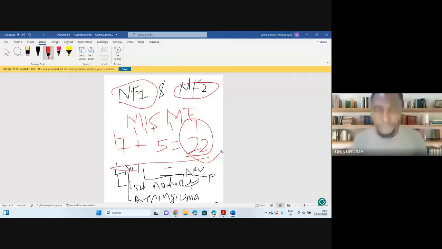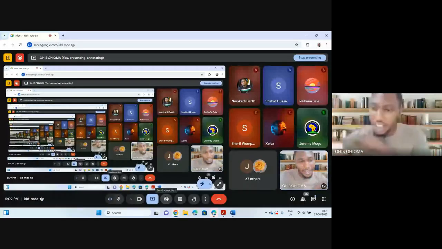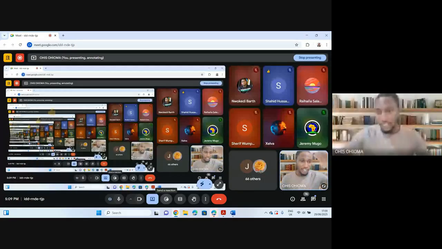Very easy way to remember it, guys. I don't know if you guys are following. Do you get that? So you just add MISME, which is 5 letters, to the 17 that you remembered, and it gives you 22. That's how you're able to remember the chromosome for neurofibromatosis 2.